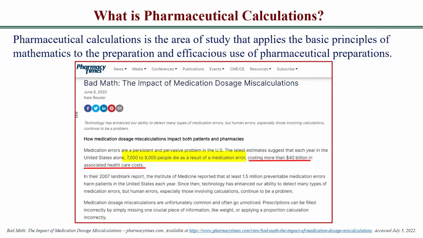Even though technology has been used to detect many of those medication errors, the human error component, which is the one associated with pharmaceutical calculations, continues to be a huge problem. In fact, medication dosage calculation errors are really common and often go unnoticed. For example, prescriptions could be filled incorrectly simply by missing one crucial piece of information like the patient's weight or height, or even the proportion calculation being applied incorrectly. So now that we know what pharmaceutical calculations is and why it's important to do those computations accurately, let's dive right into ratio and proportions.